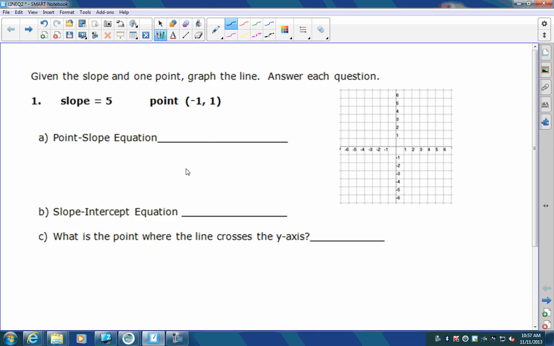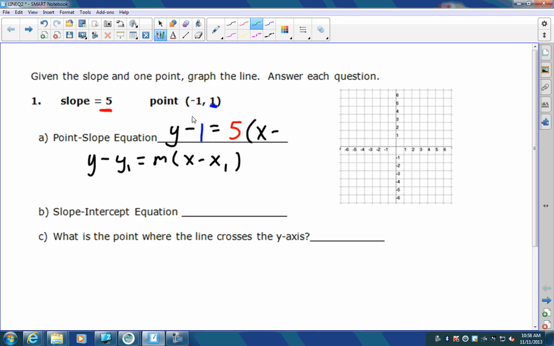So let's substitute it in. My equation, I'm going to write it down here. I've got y minus y1 equals, oops, not x, m times x minus x1. Okay, so to write it in point slope formula, y minus y1, y1 is 1. So y minus 1 equals m, m is 5, times x minus x1. Now this one's a little trickier because you've got a negative 1.